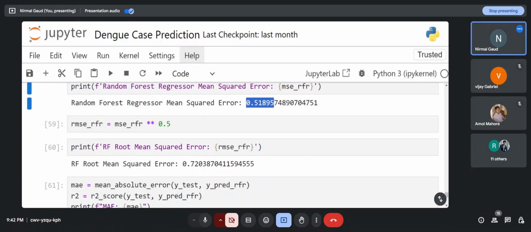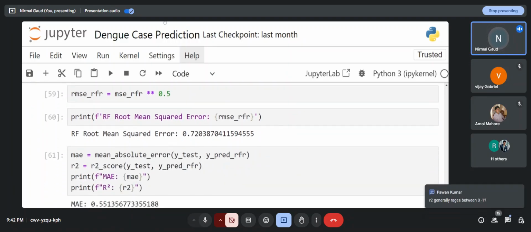RMSE is 0.72. Okay, R2 generally ranges between 0 to 1. Yes, Pawan, absolutely right, it ranges between 0 to 1. But we can get a negative value. And a negative value means things went wrong.